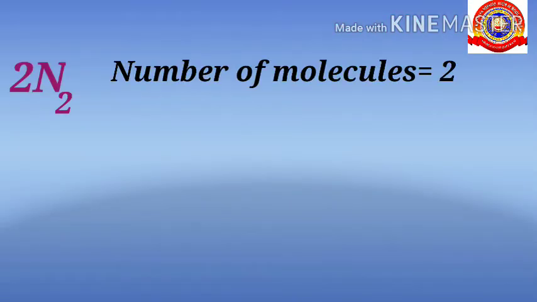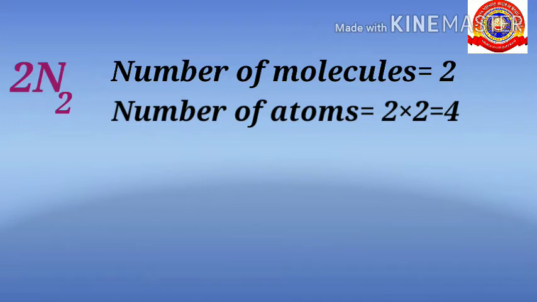And about 2N2. How many nitrogen molecules are here? Yes, 2. And what about the nitrogen atoms? The number of atoms present in one nitrogen molecule is 2. Therefore, the number of atoms present in 2 nitrogen molecules is 2 into 2, that means 4.